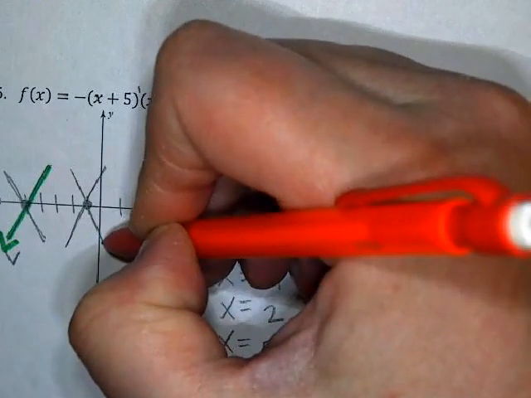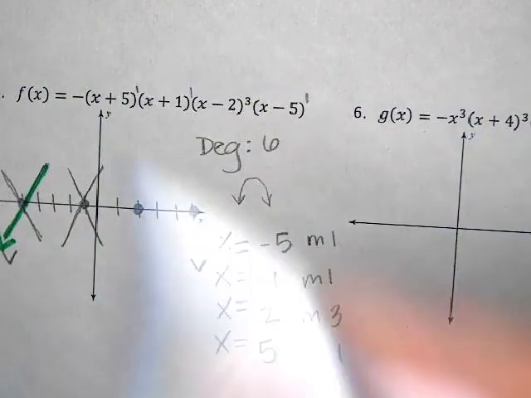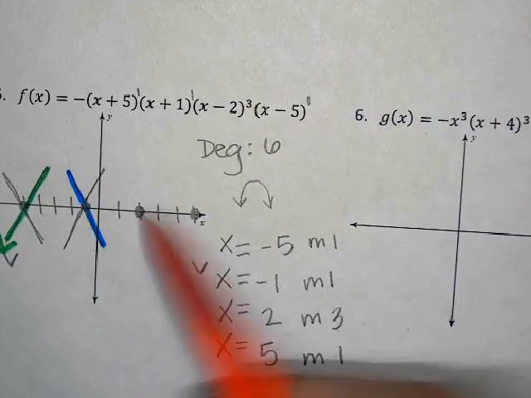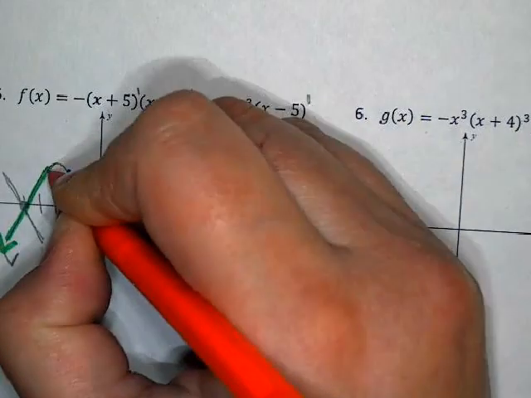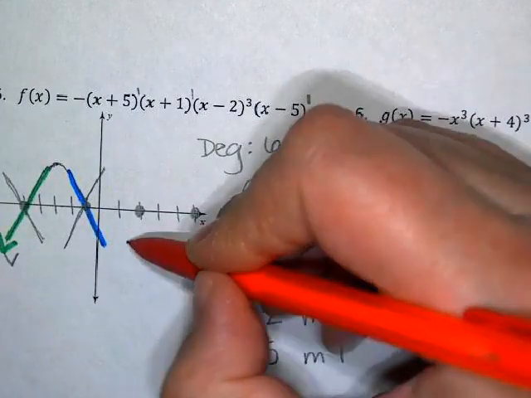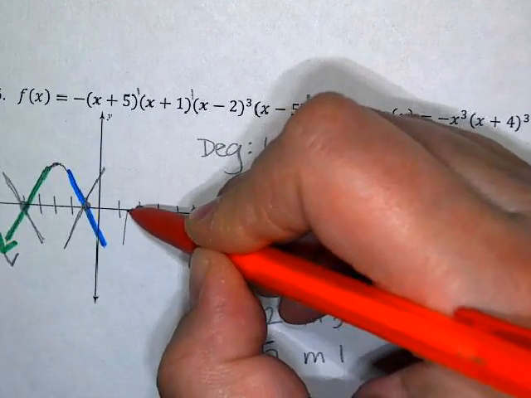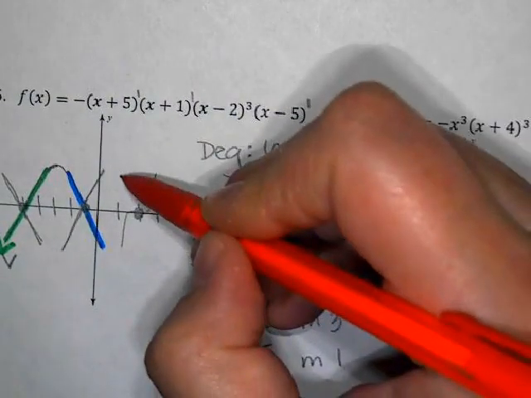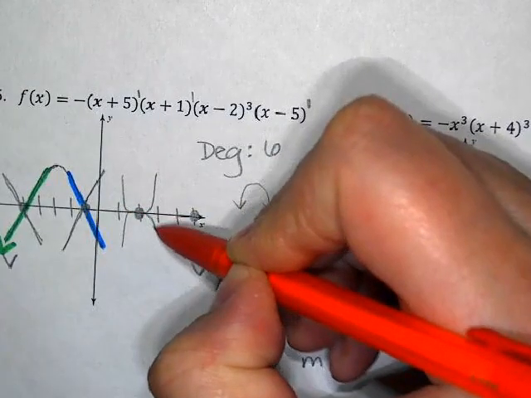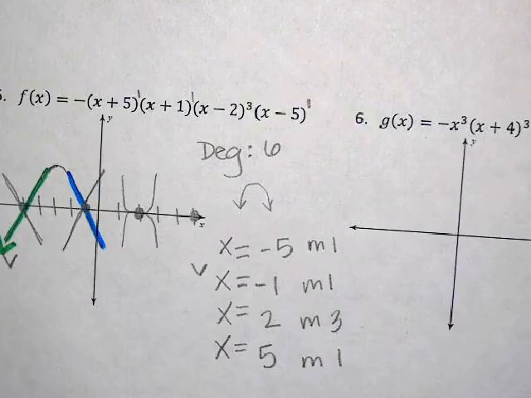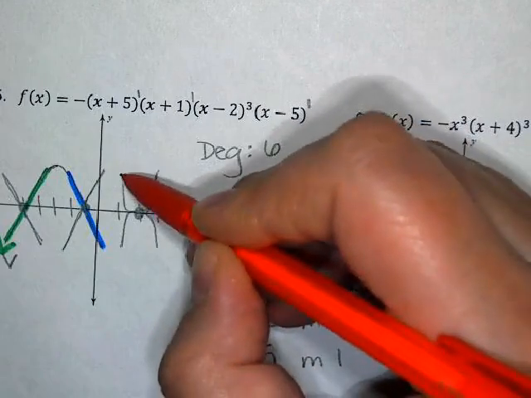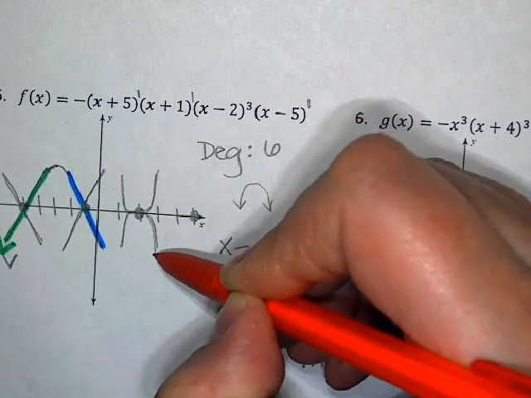Next one is our multiplicity of 3. So for 2, we have a multiplicity of 3. So we've got two options. Our graph can go up, level off, go up. That's one option. Or our graph can go down, level off, go down. We still feel good about the first one? Okay. So we're going to go up, level off, go up. Okay.